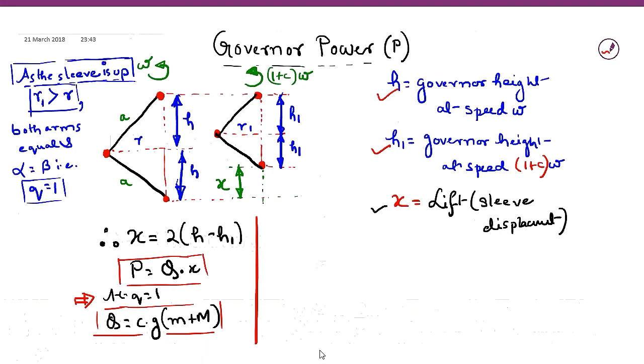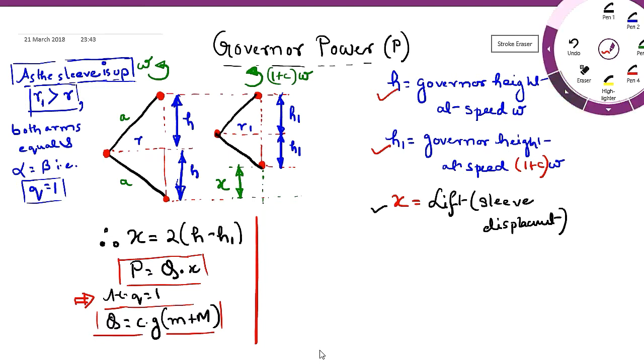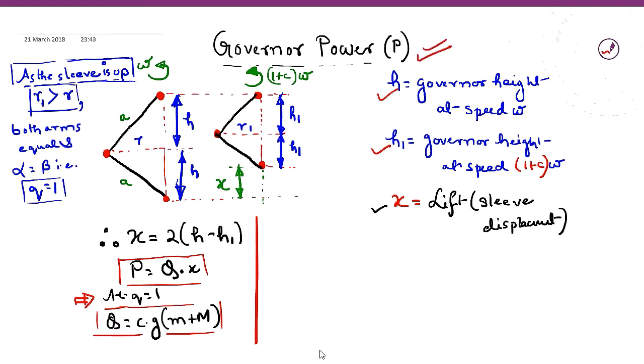This is the governor power we are talking about, the equation P equal to Q into x. We know the expression of Q, that is C into G into m plus capital M, where small m is the mass of the governor ball, capital M is the mass of the sleeve, and C is the percentage change in speed.